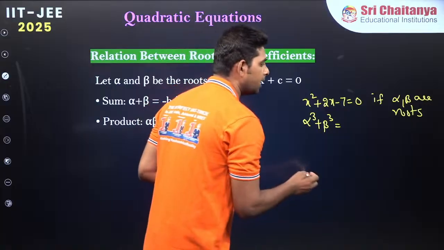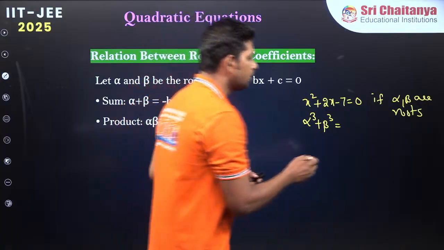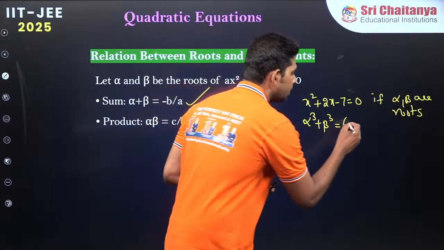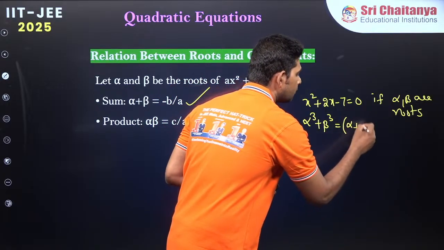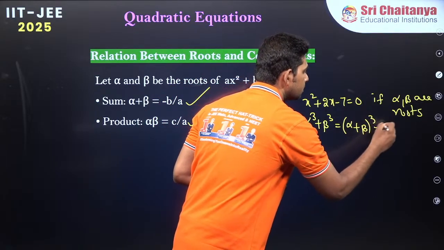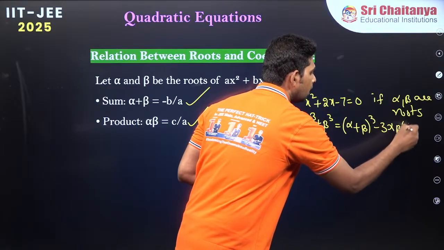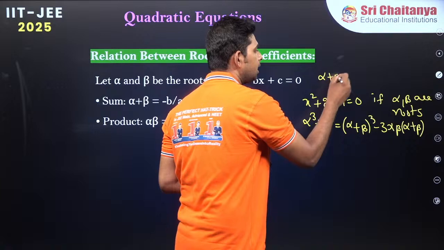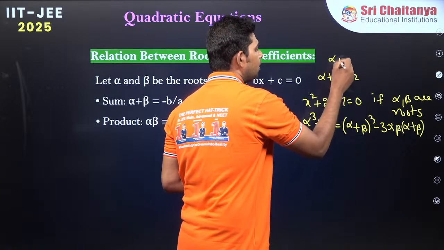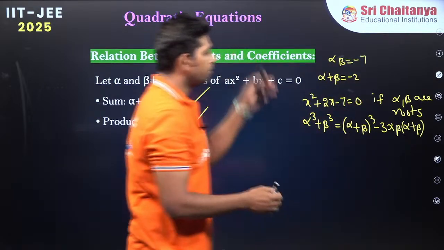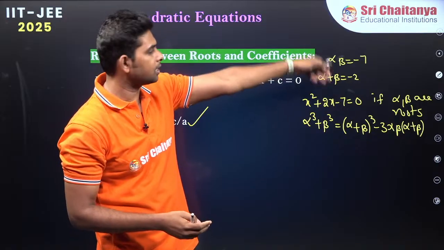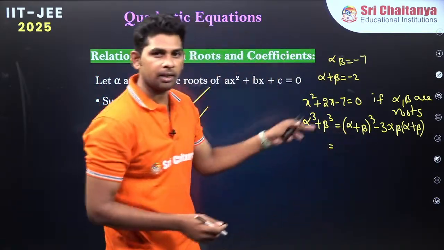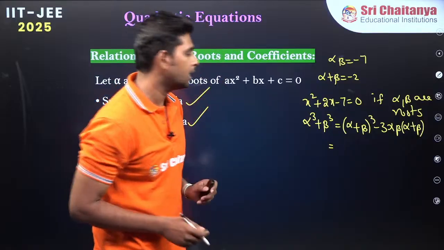Let us see what we are going to get here. If you have the same answer, please give me a thumbs up. We can write this as (alpha plus beta) whole cube minus 3 alpha beta into (alpha plus beta). Now from this equation, alpha plus beta is equal to minus 2 and alpha beta is equal to minus 7. We just have to plug in these values, the sum of the roots as well as the product of the roots, in the identity we have taken for alpha cube plus beta cube.